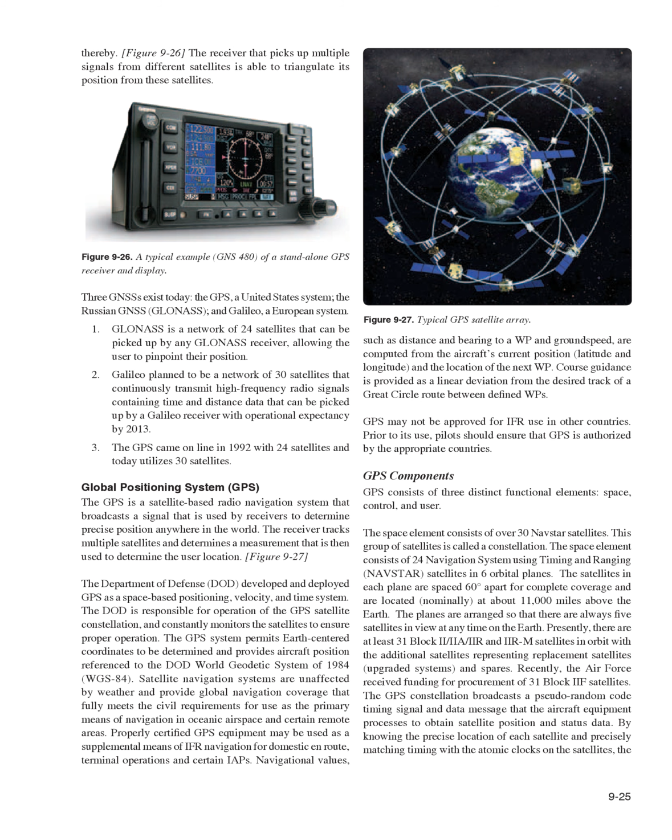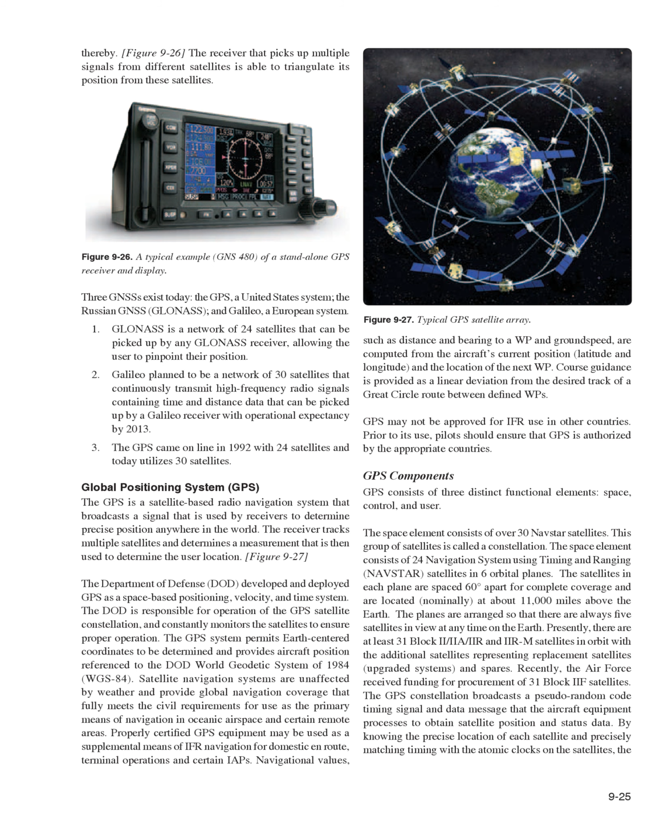3 GNSSs exist today: the GPS, a United States system, the Russian GNSS, GLONASS, and Galileo, a European system. 1. GLONASS is a network of 24 satellites that can be picked up by any GLONASS receiver, allowing the user to pinpoint their position. 2. Galileo is planned to be a network of 30 satellites that continuously transmit high-frequency radio signals containing time and distance data that can be picked up by a Galileo receiver, with operational expectancy by 2013. 3. The GPS came online in 1992 with 24 satellites and today utilizes 30 satellites.